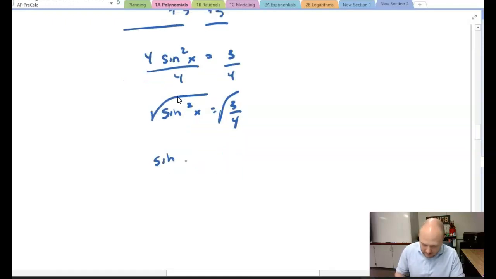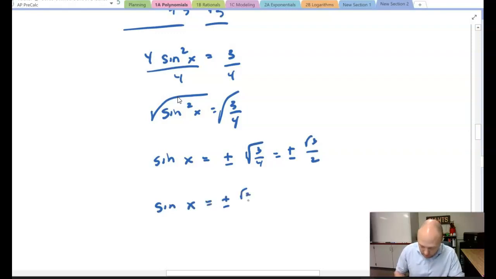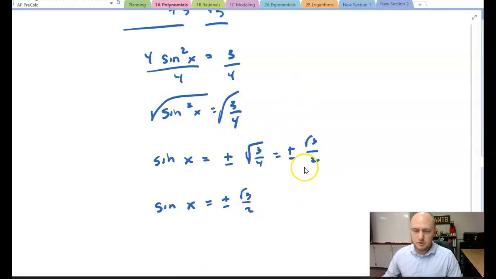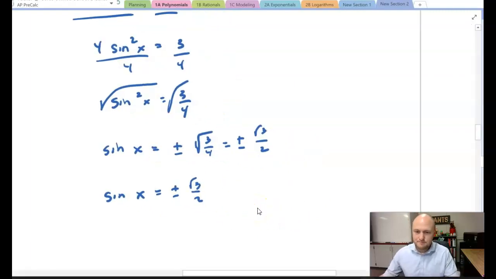And we get sine of x equals plus or minus, do you remember the plus minus, square root of 3 over 4, which is plus or minus the square root of 3 over 2. And so hopefully this looks really familiar. Square root of 3 over 2. If you didn't get this, make sure you pause me now and try to use your knowledge of the unit circle to come up with the answers. I'll post the solutions here in a second.